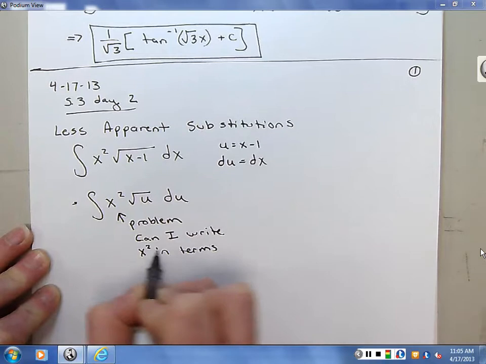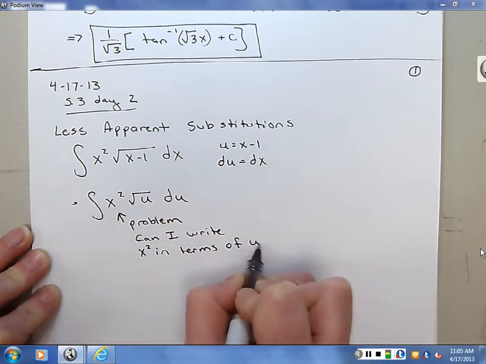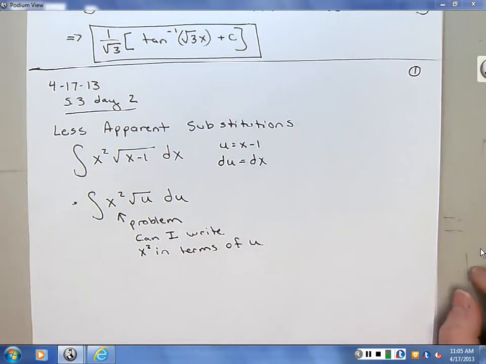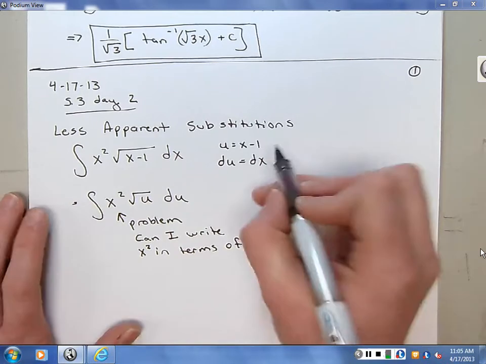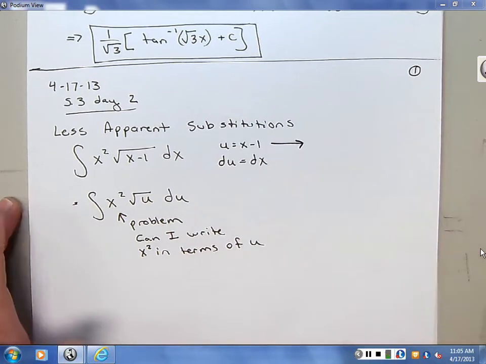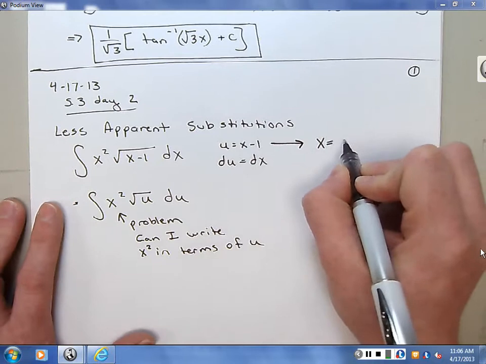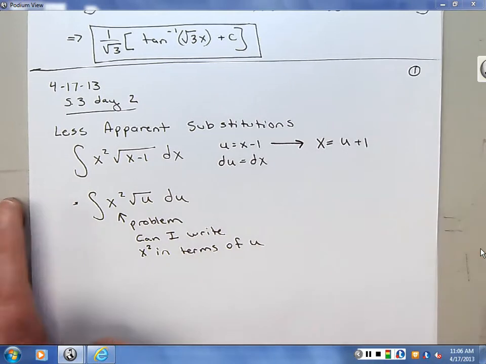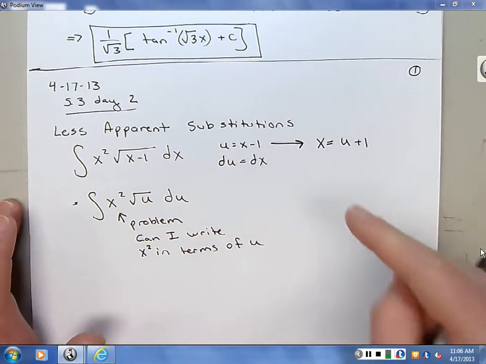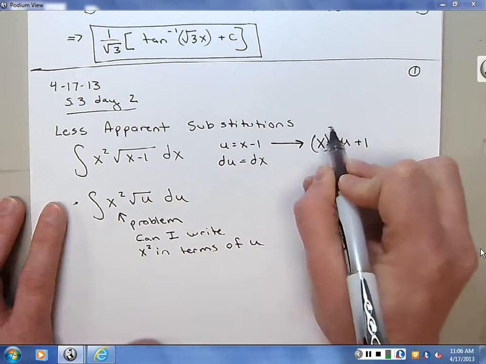Can I write x squared in terms of u? I can if I'm creative. So do you see what I have here? Could I solve for x and then square it? So if u equals x minus 1, what would x equal? U plus 1. Well, if I know x is u plus 1, then what is x squared?